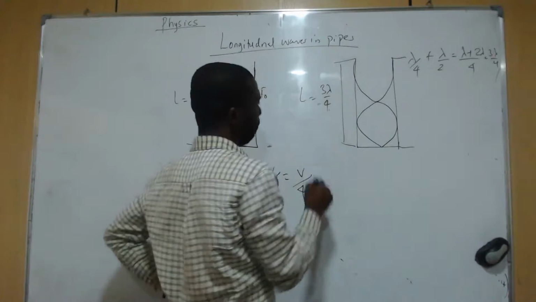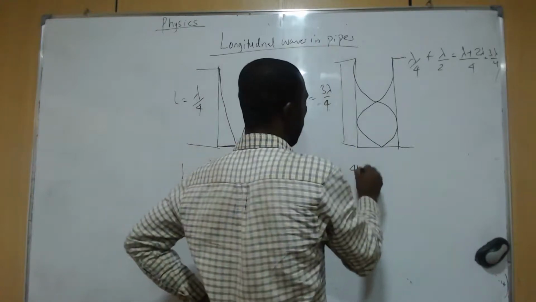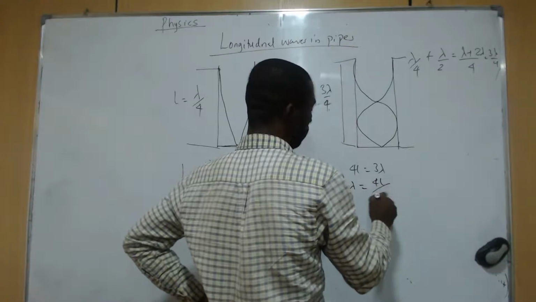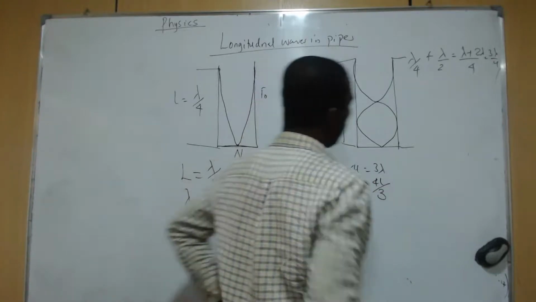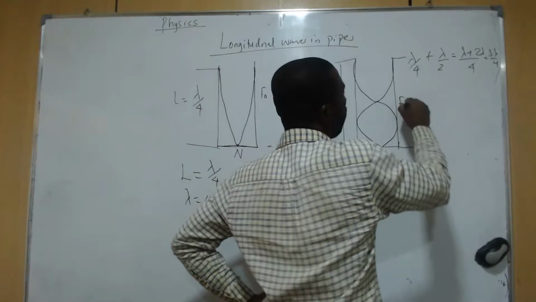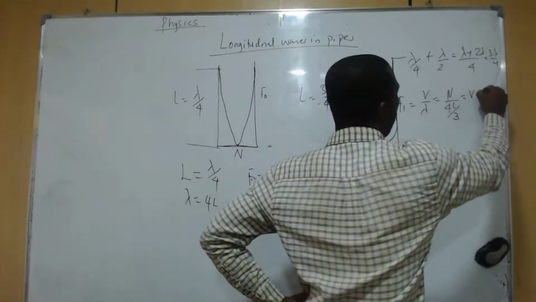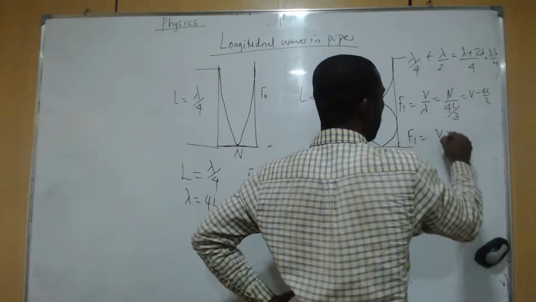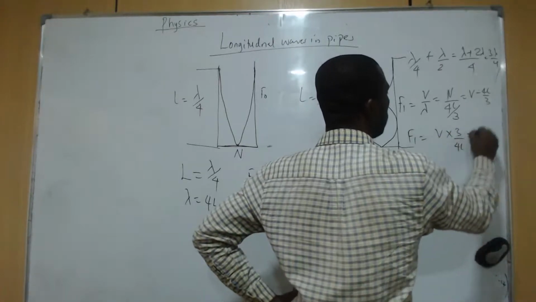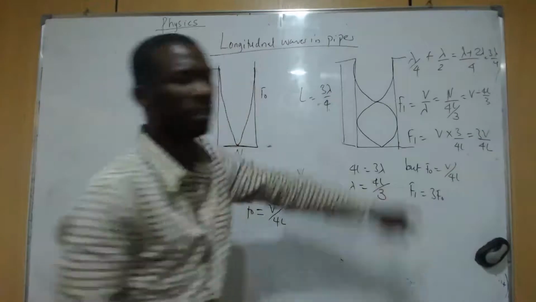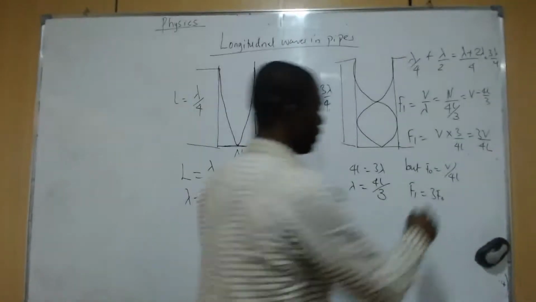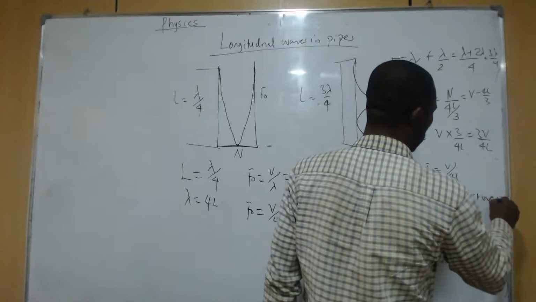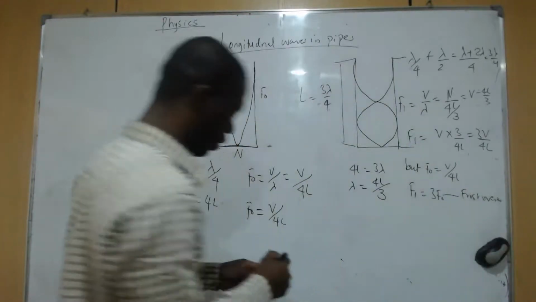So therefore, 4L is equal to 3 lambda. So lambda is equal to 4L over 3. Now the frequency of the first overtone is V divided by 4L over 3. So F1 will be V times 3 over 4L, which is 3F0. That is the first, this represents the first overtone.